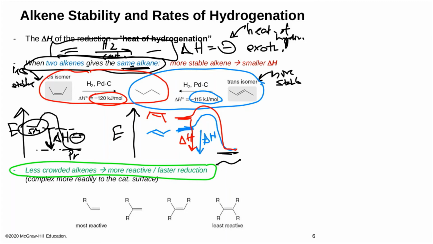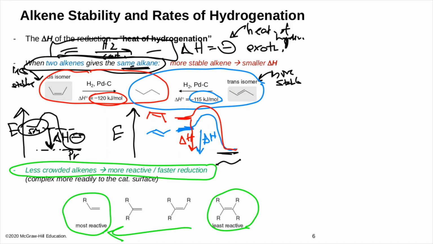It turns out that when we run a hydrogenation with a mono substituted alkene, that's the most reactive. Like it reacts the fastest with that catalyst and gets reduced the fastest. And it turns out the least reactive is this tetra substituted. It reacts the slowest. Now, why is that?